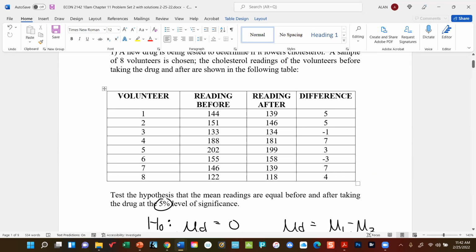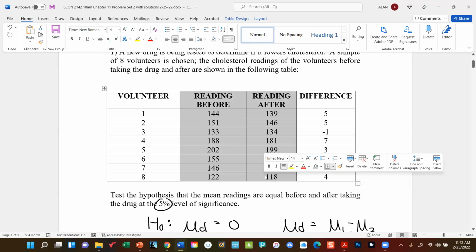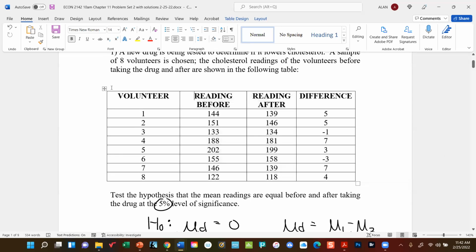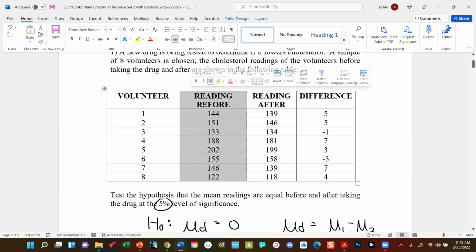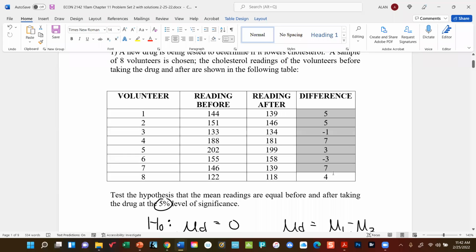All right. Now, when we did this the first time in class, we did actually enter these two just to get some practice. But because the differences are already here, I very kindly put them in there. You don't need to bother typing in reading before or after. All we need is the differences. Now, the volunteer part, you never need anyway. It's just 1 through 80. So you don't even have to bother with that. But if you don't have the differences, you will need to either calculate them yourself, or else you can type these into the lists L1 and L2, and then you can ask the calculator to calculate the differences for L3. But here it's already there, so you might as well put it to good use by typing these into L1.